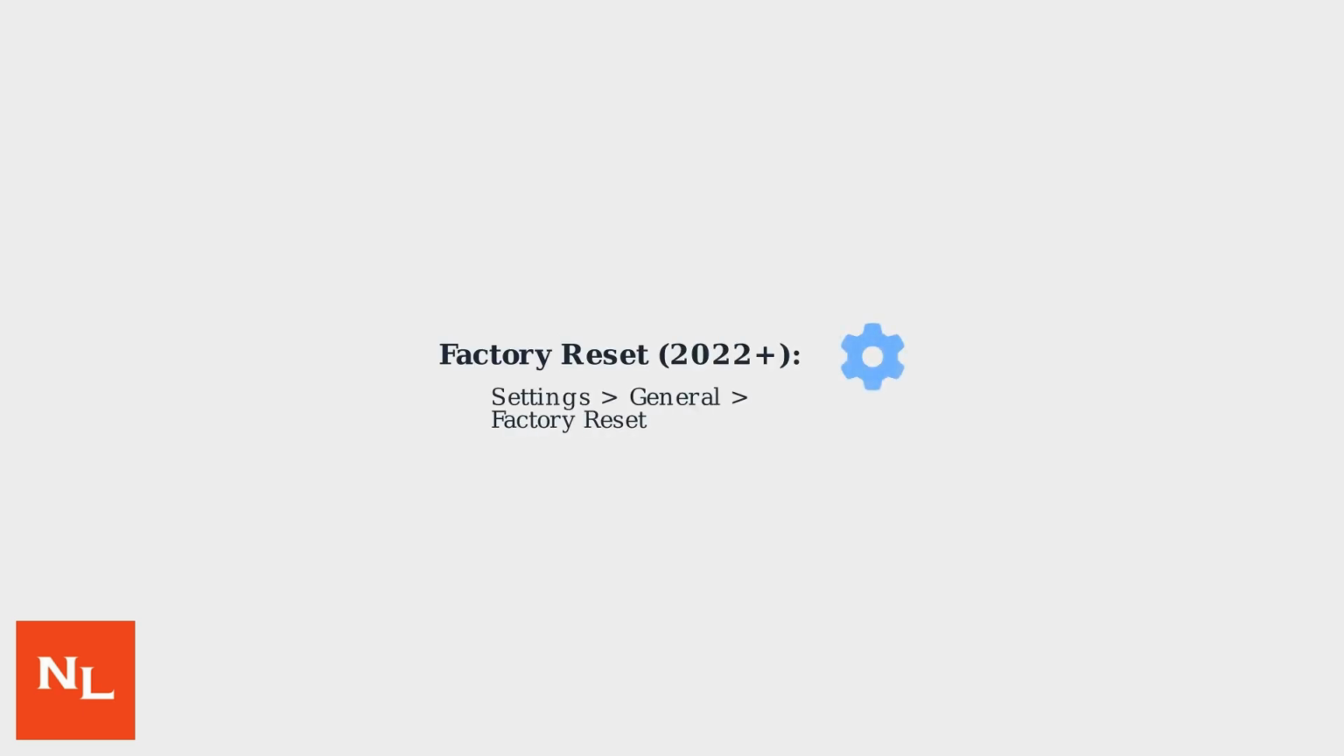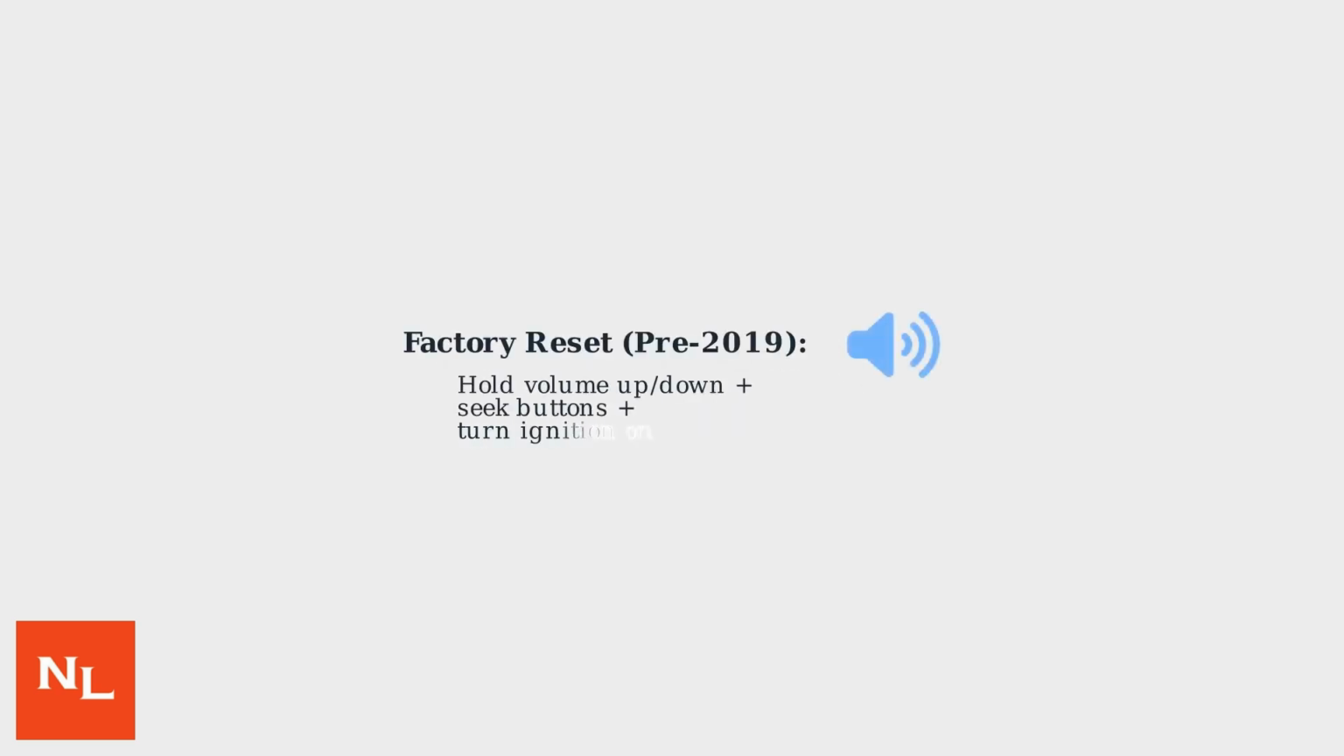To perform a soft reset, hold the power button on the infotainment screen for 10 to 15 seconds until it shuts down and restarts. For a factory reset on newer models from 2022 and later, navigate through the Settings menu to General, then Factory Reset. For older models before 2019, simultaneously press and hold the volume up and down buttons along with the seek buttons while turning on the ignition.